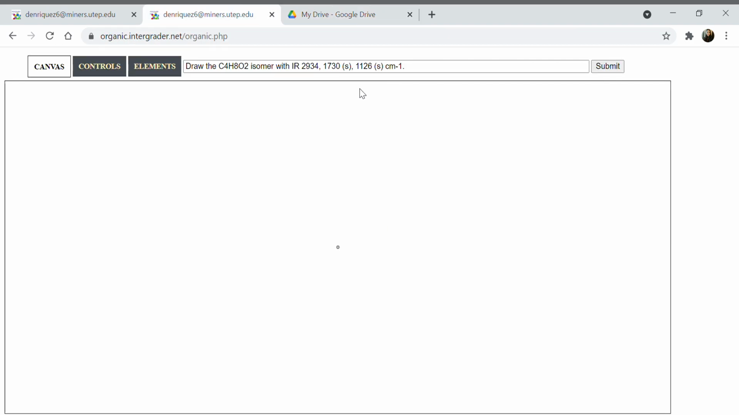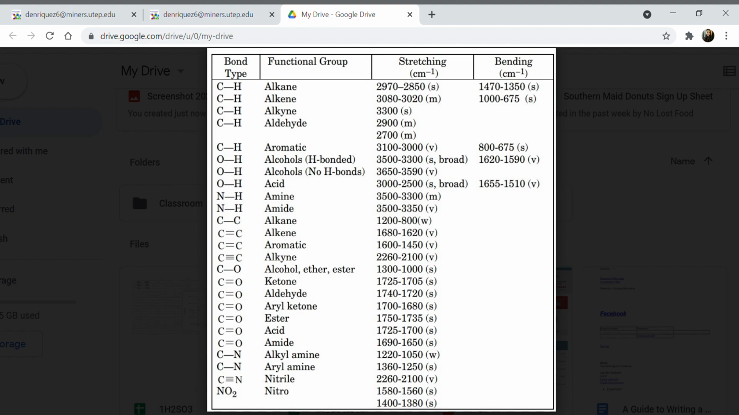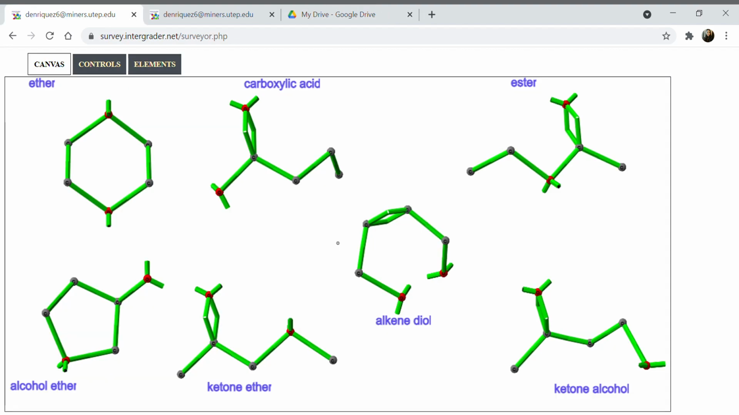And then 1126S. So it can be an alcohol, an ether, or an ester. And with these, I know if it's ever an alcohol, it'll show up here, the 3500. So it's either going to be an ether or an ester. So we already have a ketone. So I'm just going to look for, right here, the ketone ether.